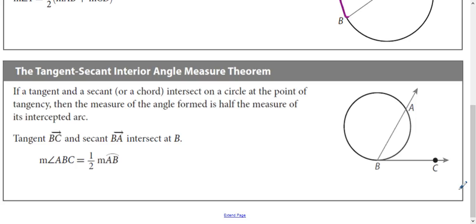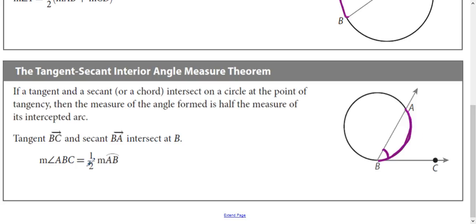When you have a tangent and a secant, a tangent only touches a circle one time. A secant goes through. It's kind of like a chord, but it keeps on going. So it could also be a tangent and a chord that would actually work out the same way. But the angle that's formed right there is half the arc that the secant cuts off. So from A to B, that arc, you just take half of it, and that's the measure of the angle.